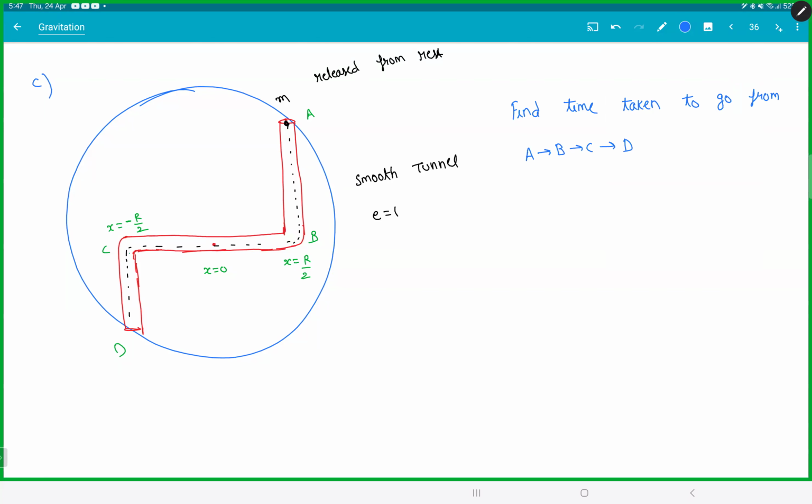Distance of CB from center. I gave R by 2 and plus R by 2. Sir, x is equal to 0 is the center, right? X is equal to 0 is the center. I know it doesn't look like center. The diagram is not up to scale.